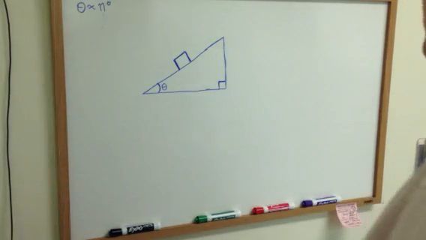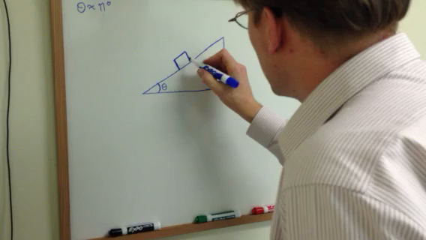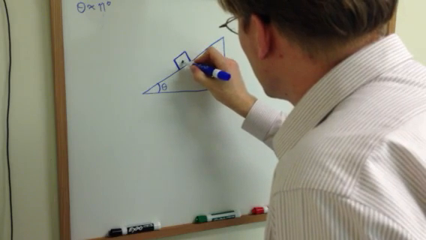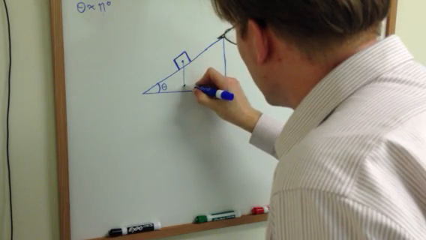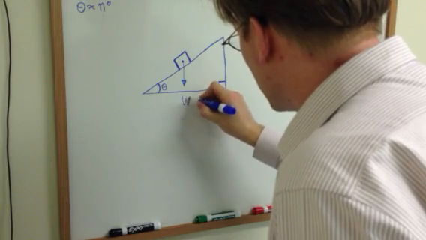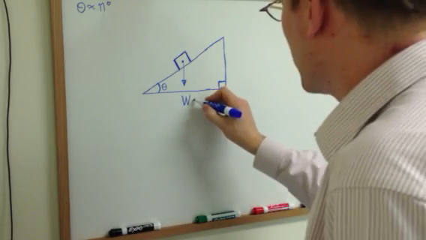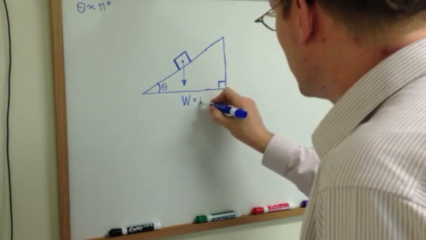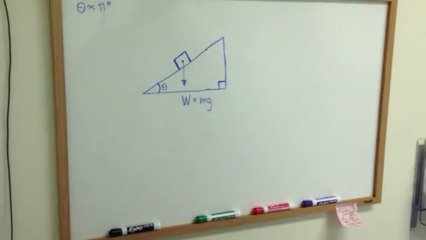One thing that never changes is that this piano is going to have a weight downwards. Weight always points downwards. Weight is equal to mg. That never changes. This is the force of gravity downwards.